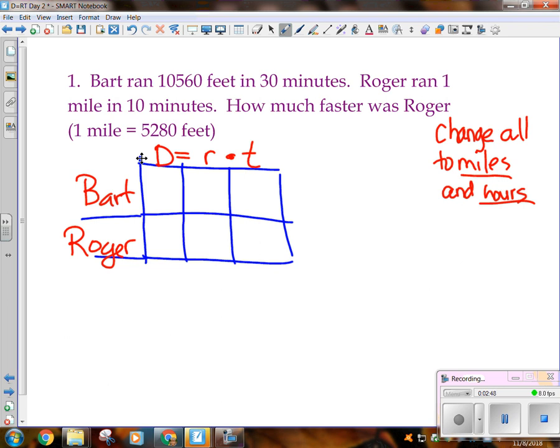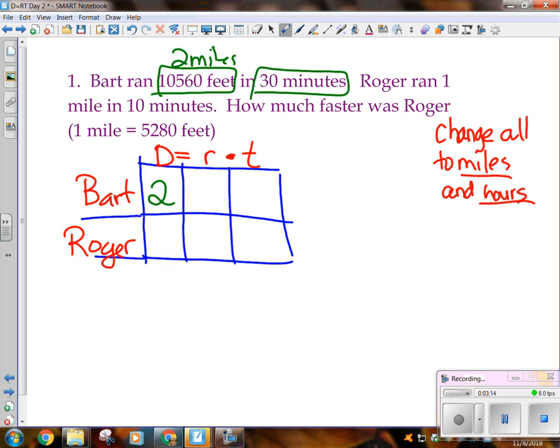Okay, here we go. We just decided that 10,560 feet is 2 miles. So I'm going to put the 2 for Bart. Now, is that Bart's distance? Is that Bart's rate? Or is that Bart's time? Distance. So this time, I have to put it in the first box. So yesterday's problems, we did not have to use that box. Everybody good?